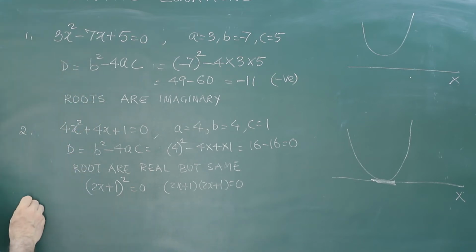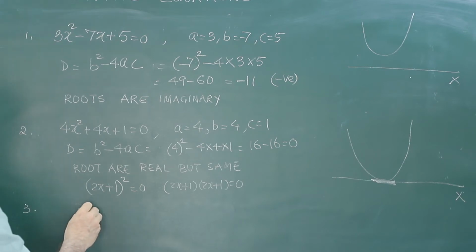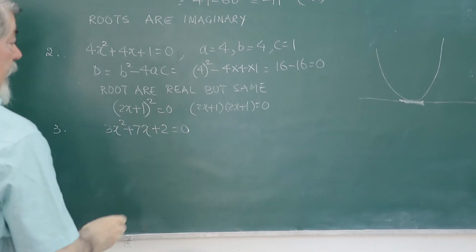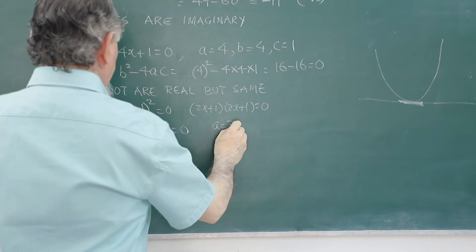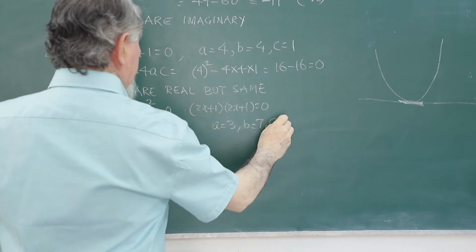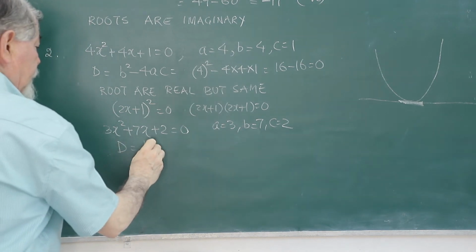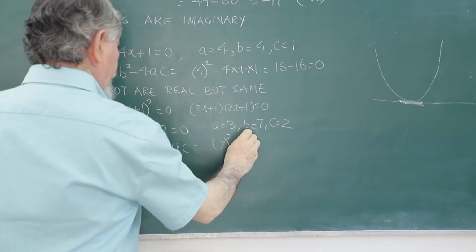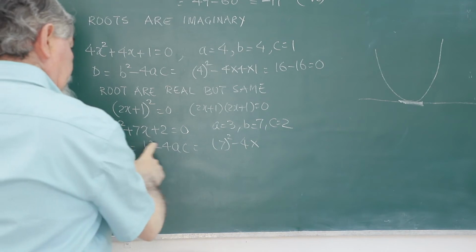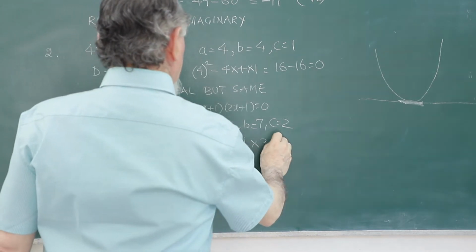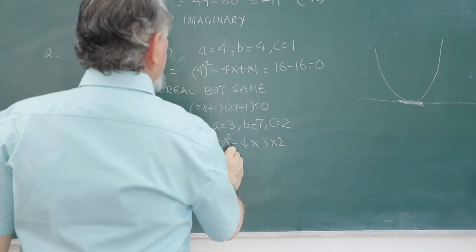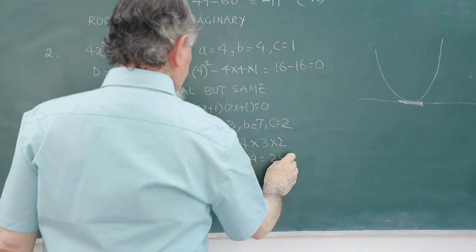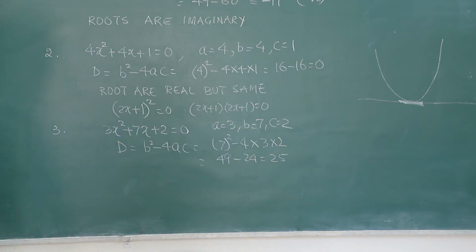Now next, third question. 3x squared plus 7x plus 2 is equal to 0. Again, what is the value of A? A is 3, B is 7 and C is 2. So D will be B square minus 4AC, and what will I get? 7 whole square minus 4 into A is 3 and C is 2. 3 into 2. 49 minus 24. So it is 25.